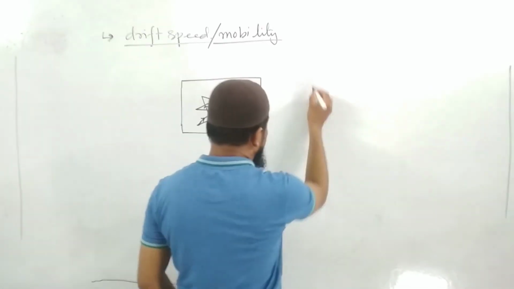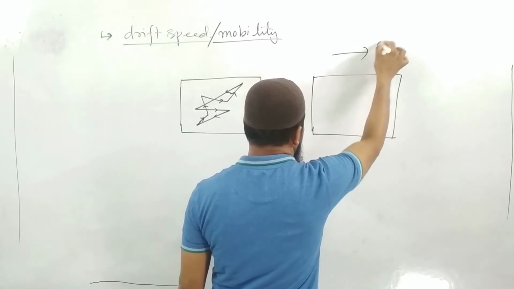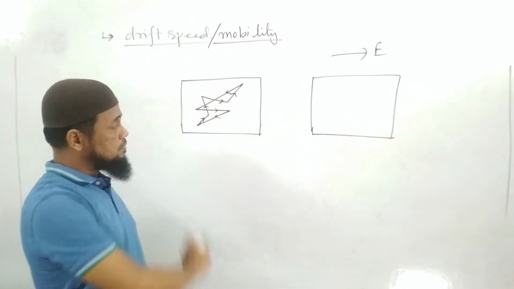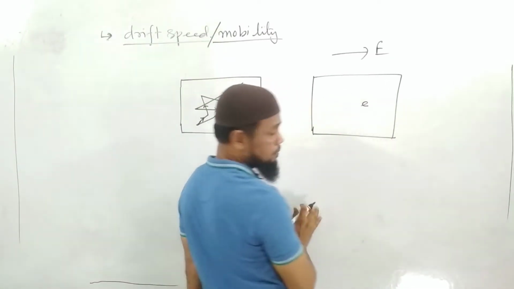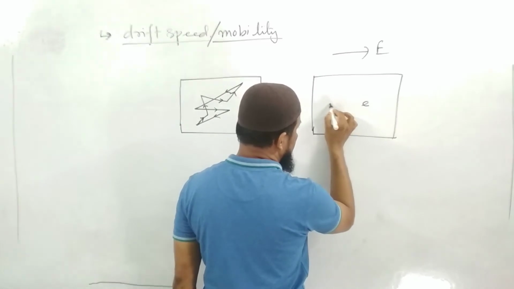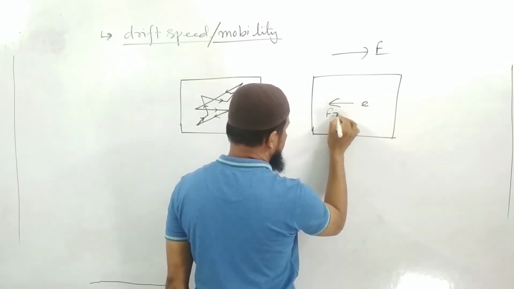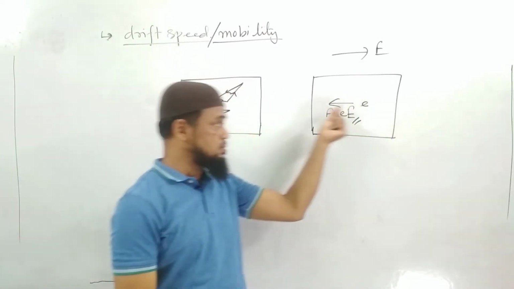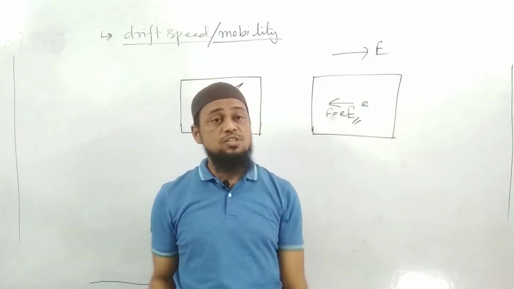But to the same material, if you apply an external electric field in this direction, what will happen? Electrons being negative will experience a force in a direction opposite to the direction of the electric field. So electrons will start experiencing a force like this. So it will try to accelerate, but there will be a collision again.